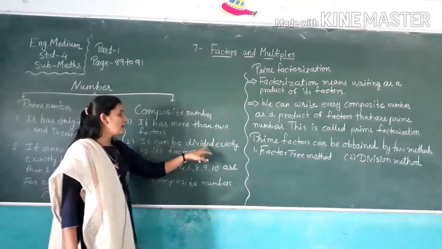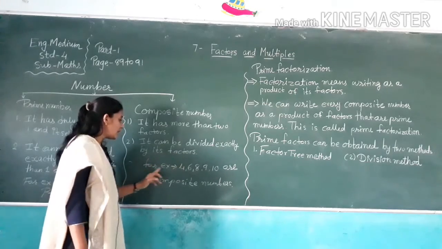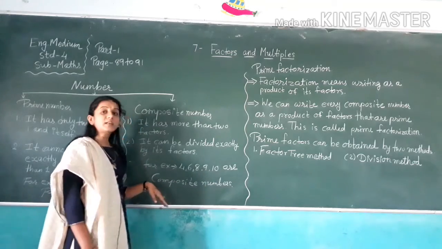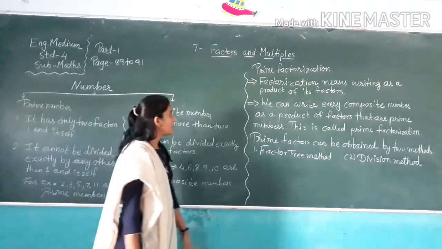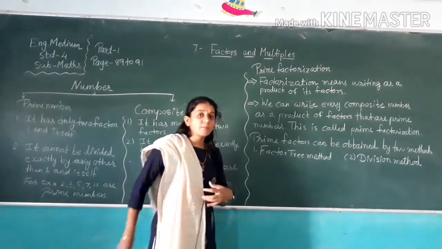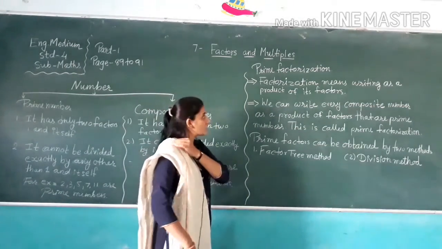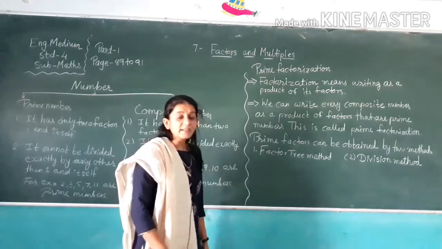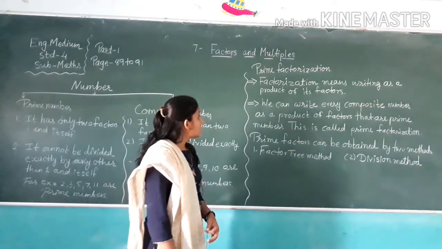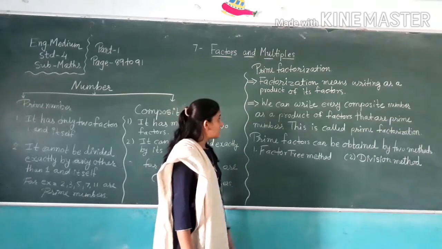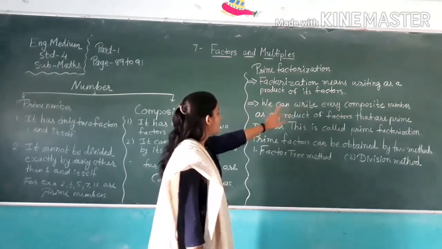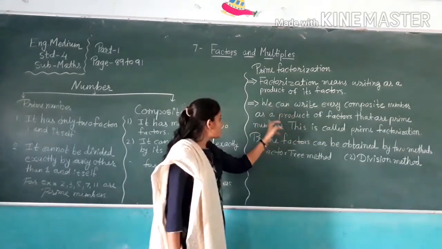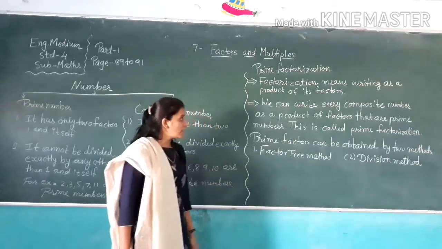It can be divided exactly by its factors. For example, 4, 6, 8, 9, 10 are composite numbers. Now, prime factorization. What is prime factorization? Prime factorization means writing a number as the product of its factors. We can write every composite number as a product of factors that are prime.